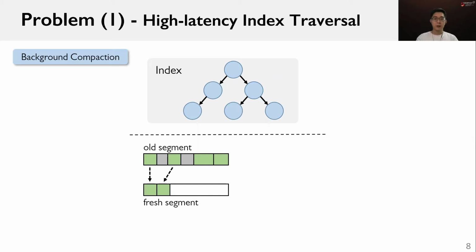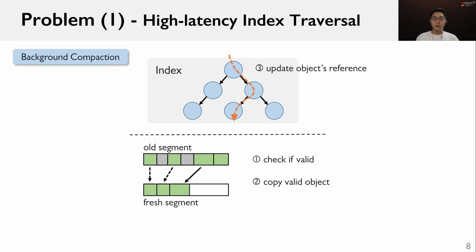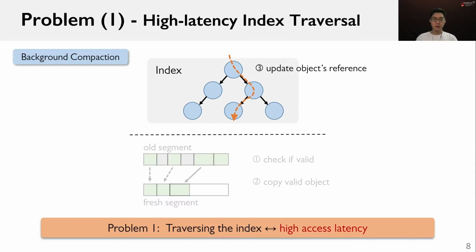Before diving into the design details, let's analyze the exact overheads of compaction first. During compaction, the cleaner will scan all objects in the old segment. First, the cleaner will check whether an object is still valid, which means it has not been updated or deleted. Then, if the object is still valid, the cleaner will copy the object to a fresh segment and persist it. After that, the cleaner will update this object's reference. Therefore, others can find the object in its new place.